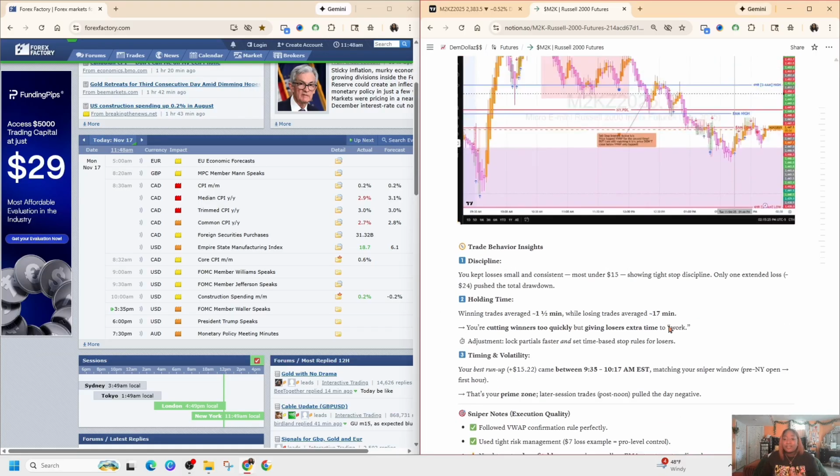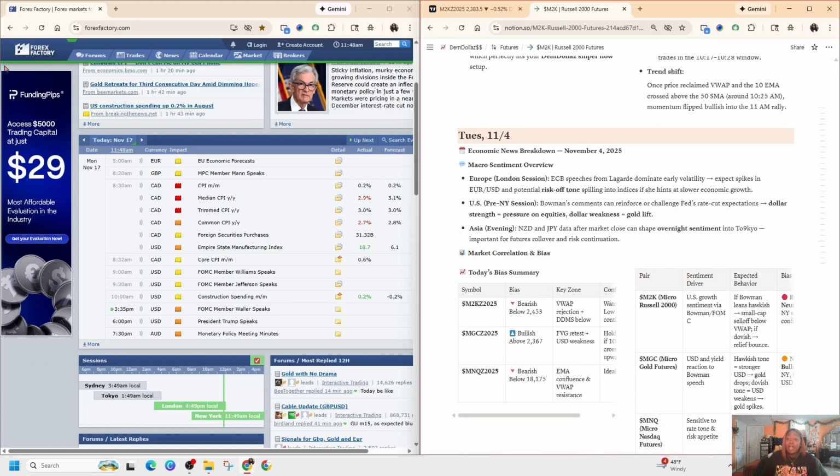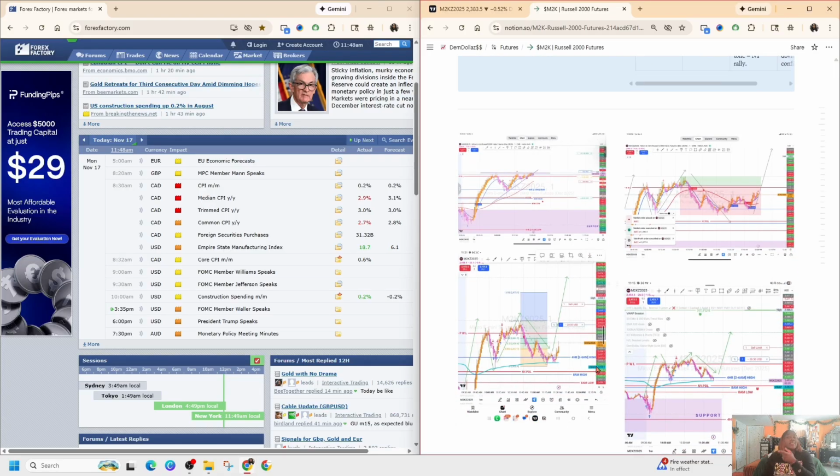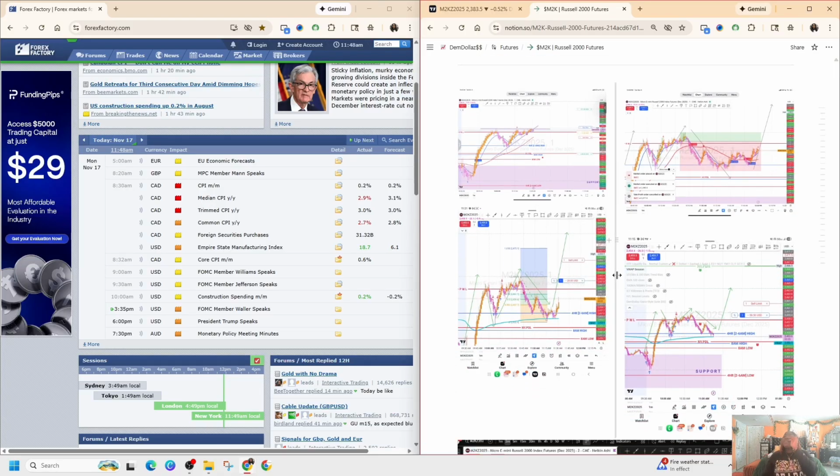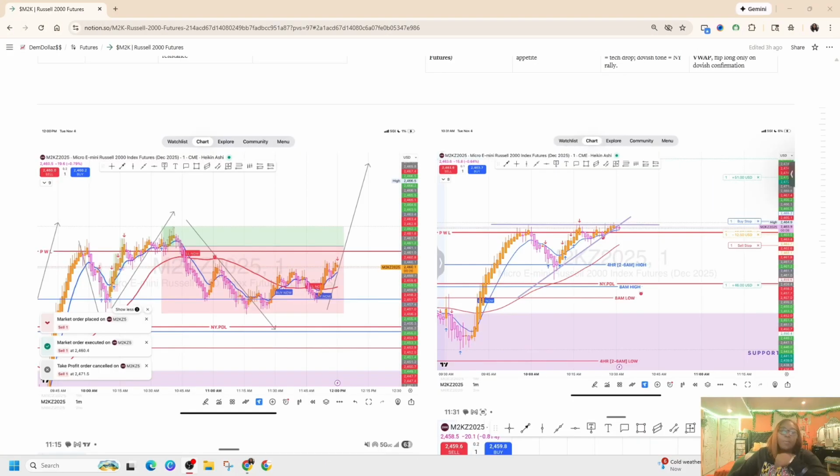But I literally would send ChatGPT a screenshot of this calendar and say, hey, give me a technical economic analysis on the current news events happening today and how it relates to my current pairs. Like I said, I mainly focus on the micro Russell 2000, micro gold, and micro NASDAQ. And then it will literally give me analysis. Utilize AI, you guys. I don't let AI trade for me, but utilize it. Then we're going to move forward.